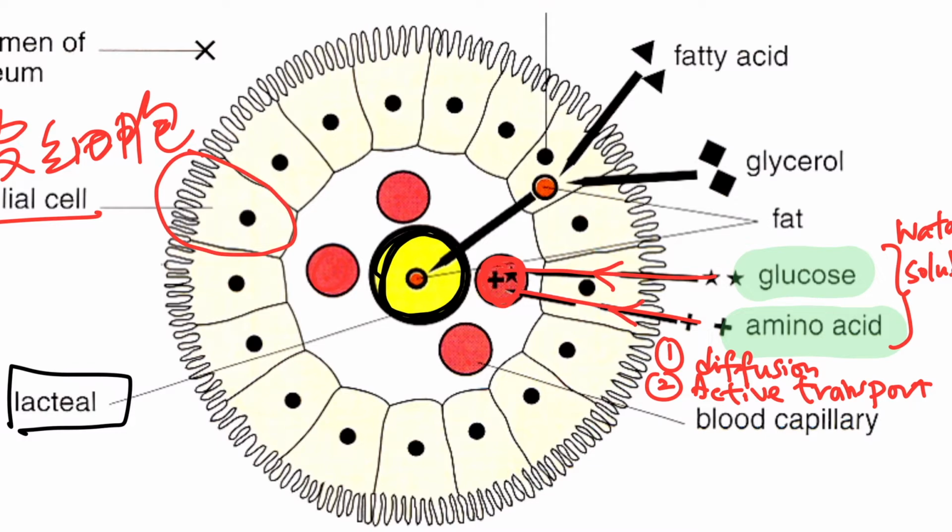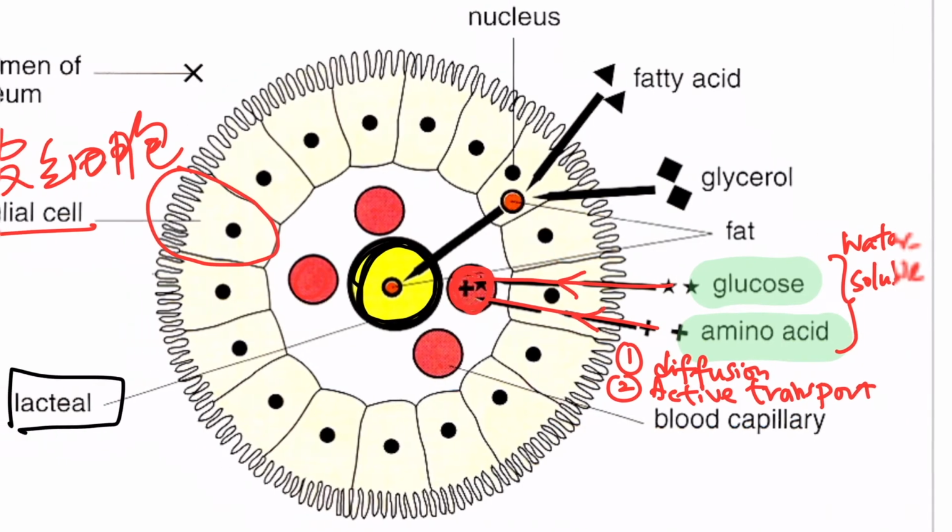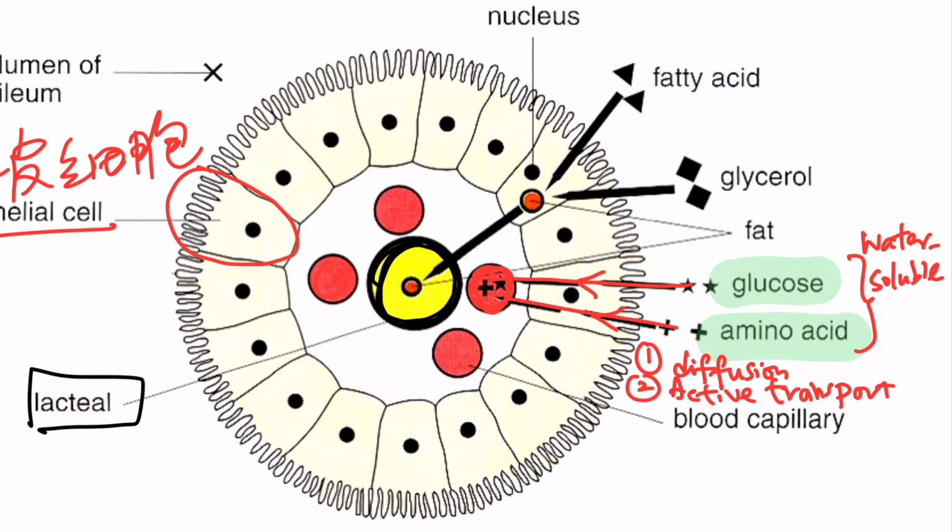Now, as for the absorption of fatty acids and glycerol, it is a little bit more complicated. I want you to listen very carefully. Glycerol and fatty acids will be absorbed into the epithelial cell. Firstly, they will be absorbed into the epithelial cell by means of diffusion.